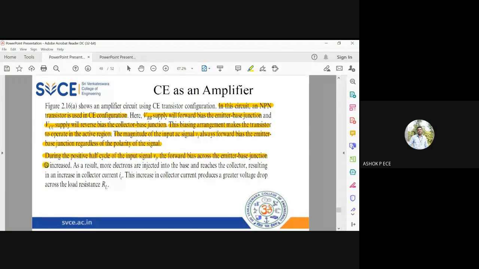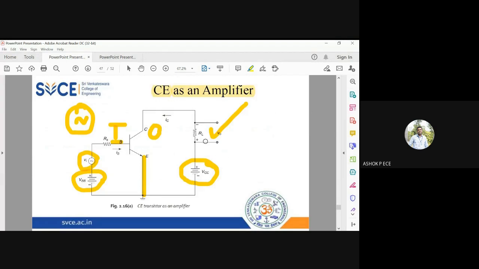This operation we have already seen. This collector current will flow through the load resistance RL, creating a voltage across RL. That is given by V naught, and V naught is going to be IC into RL.